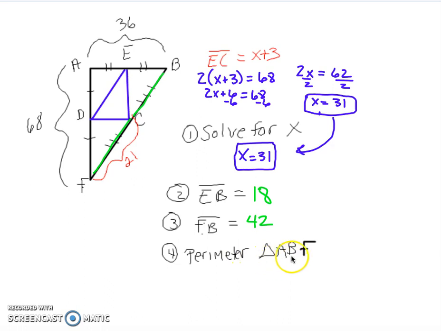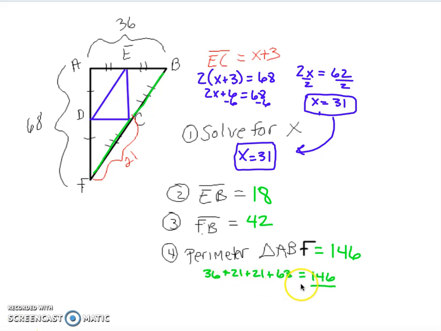And then the perimeter for triangle ABF. Perimeter means to add up all the way around the triangle. So if I add up from A to B, that's 36, plus B to F. From B to F would be 21 plus 21, which makes 42, plus 68. Add all these up, and I should get 146 would be your answer for the perimeter.